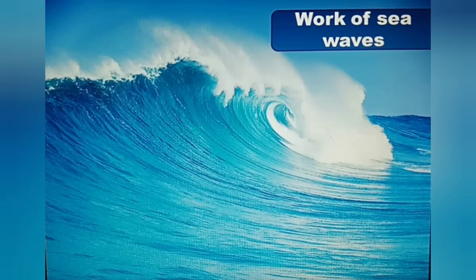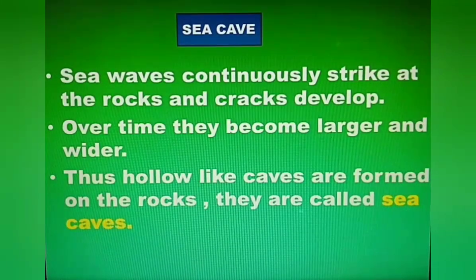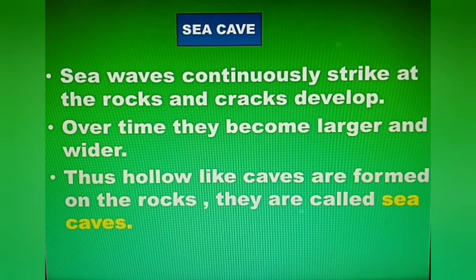Work of sea waves. The erosion and deposition of the sea waves gives rise to coastal landforms. Let's see what are the erosional and depositional features formed by the work of sea waves. Sea cave. Sea waves continuously strike at the rocks and cracks develop. Over time, they become larger and wider. Thus, hollow-like caves are formed on the rocks and they are called sea caves.